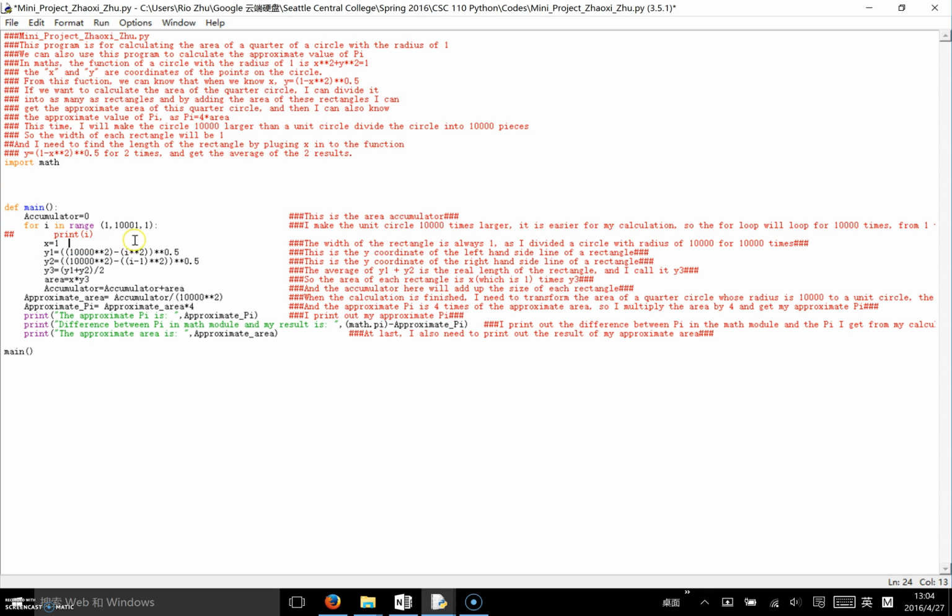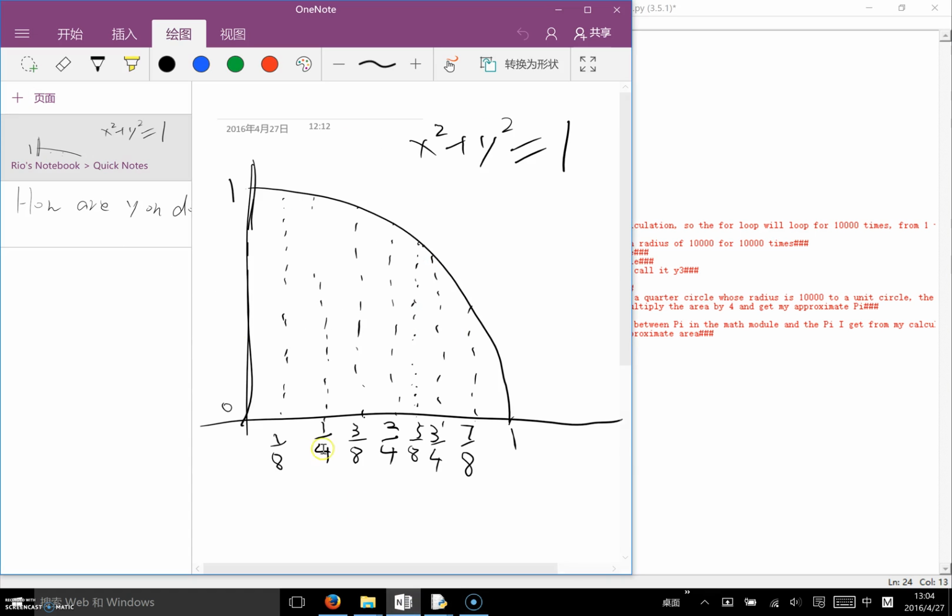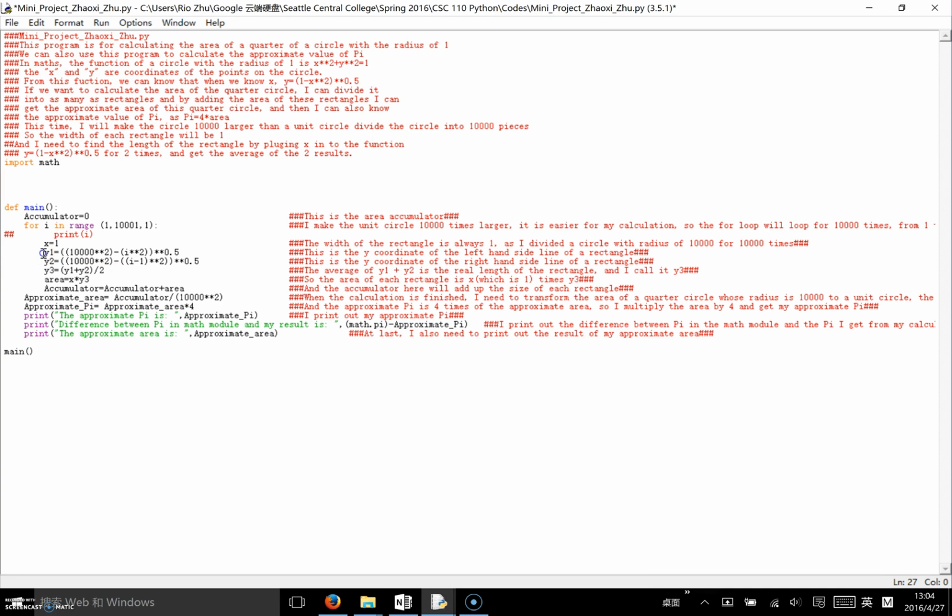And then I need to calculate the left hand side. Please look at the picture here. I need to calculate the length of this one, and then the length of this one, and then I get the average, and I get this one right here. This one should be the length of each rectangle. So you can see it here.